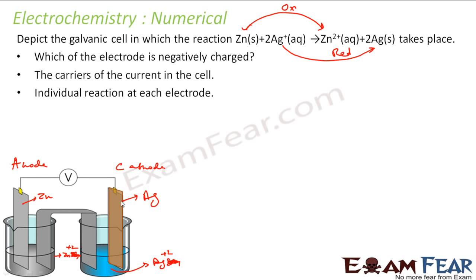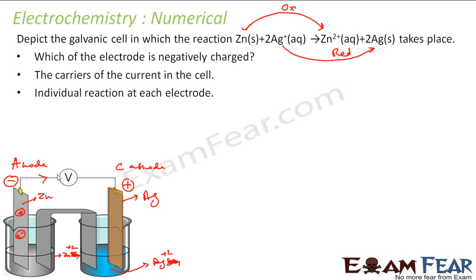Now what will happen? Zinc will become Zn2+, and you'll have more electrons here. So electrons will flow from here to here. Since the electrons are flowing from here to here, this gets negative charge and this gets positive. Please note, you can't just say blindly that anode is negative and cathode is positive. You have to find that from the reaction, right?